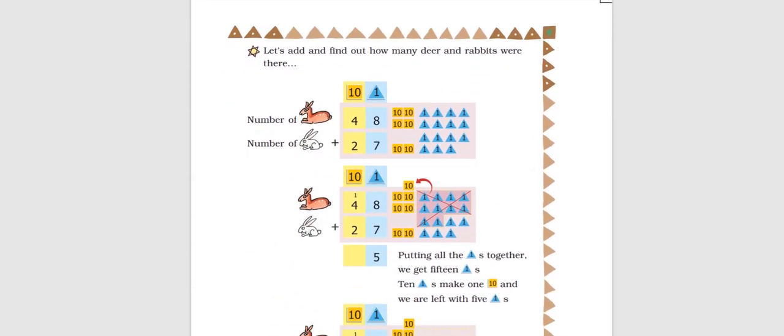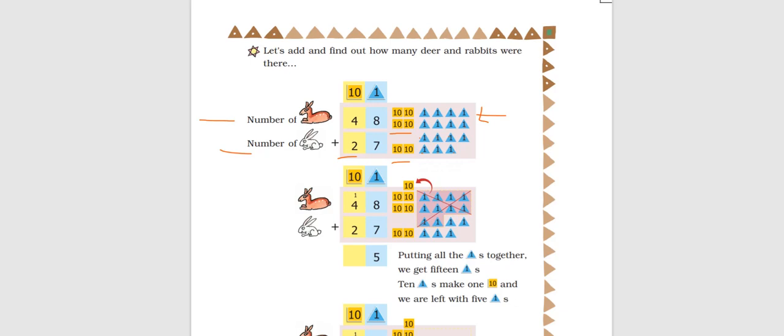So how are they adding? You have 48 deer and 27 rabbits. So 48 is 4 tens and 8 ones. Count here, the total number of ones is 1, 2, 3, 4, 5, 6, 7, 8. Now 27, you have 2 tens over here and 7 ones. 1, 2, 3, 4, 5, 6, 7. So 7 ones and 2 tens.